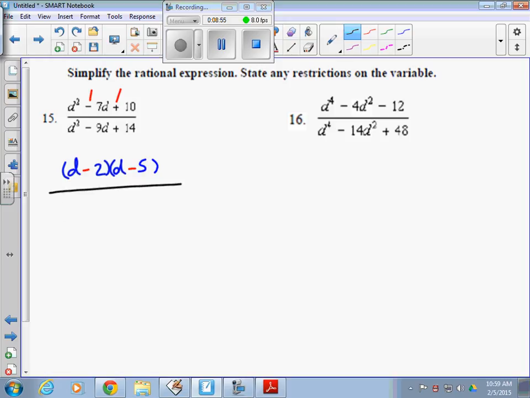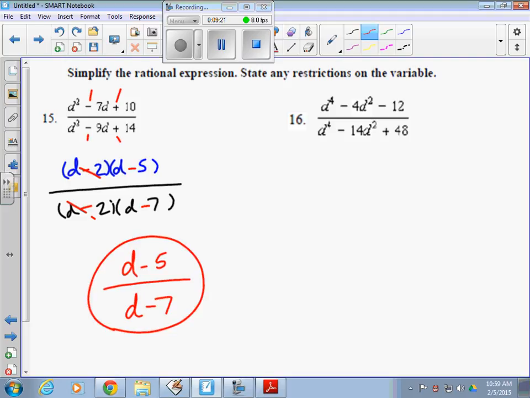Over, do the same thing with the bottom. D times d gives you d squared. 14, you have to use 1 and 14 or 2 and 7. 2 and 7 is the only one that gets you to the number 9. So we're going to use 2 and 7. Same sign, both negative again. Cancel out what's exactly the same. D minus 2 is exactly the same as D minus 2. So you're left with D minus 5 over D minus 7.